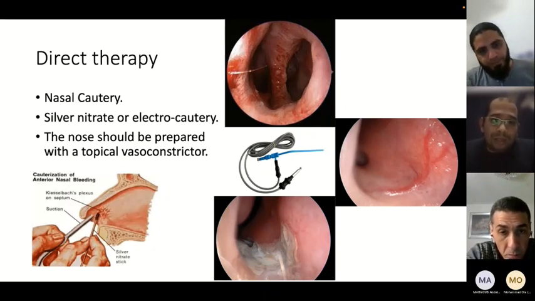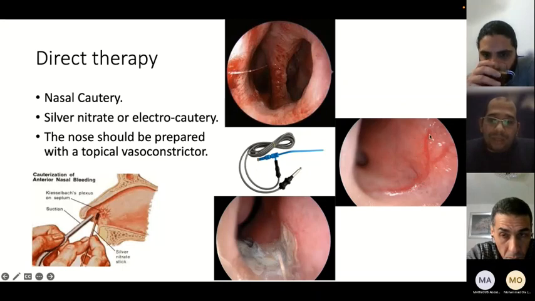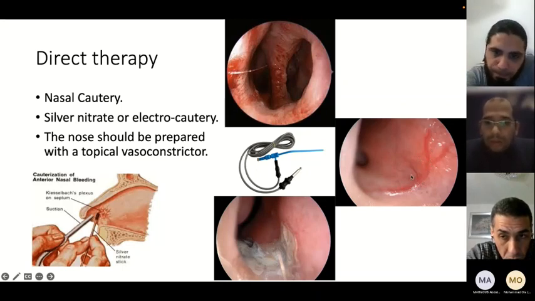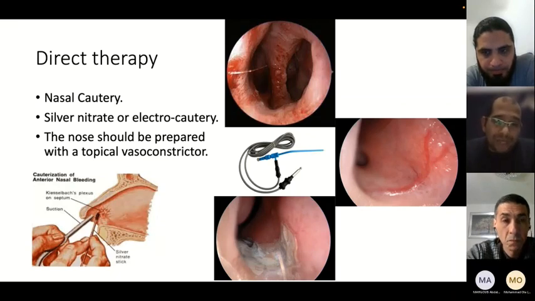As I said, there may be some dryness in the nose, like in this case. You will see the dryness causes some blood vessels to become prominent and cracked, causing bleeding. So this is a local cause. You can directly identify this cause and start to treat it with direct therapy. Direct therapy includes nasal cautery, either by silver nitrate or electrocautery.